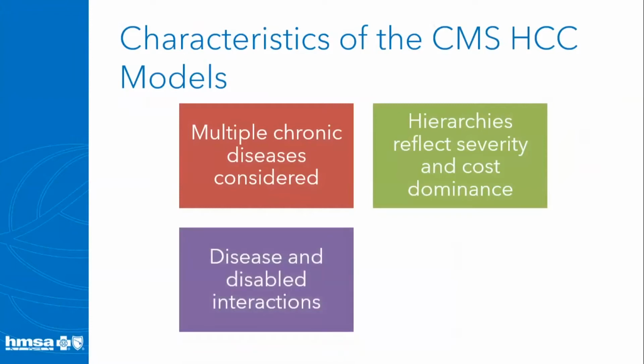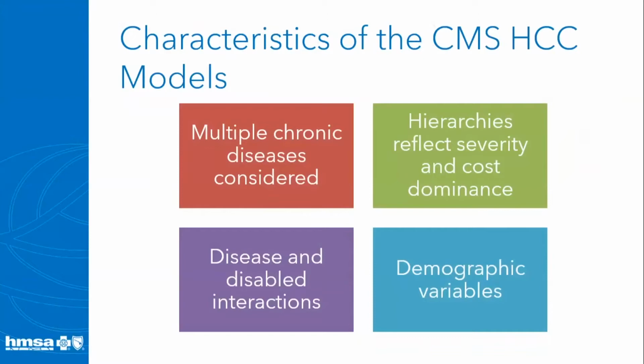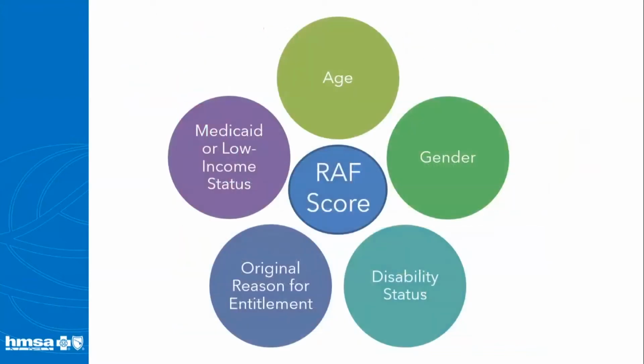Disease interactions allow for higher risk scores for certain conditions when the presence of another disease or demographic status is indicative of higher cost. Disease interactions are also additive factors and increase payment accuracy. Models also include 5 demographic factors, which are typically measured as of the data collection period. The 5 demographic factors include the beneficiary's age as of February 1st of the benefit year, their gender.